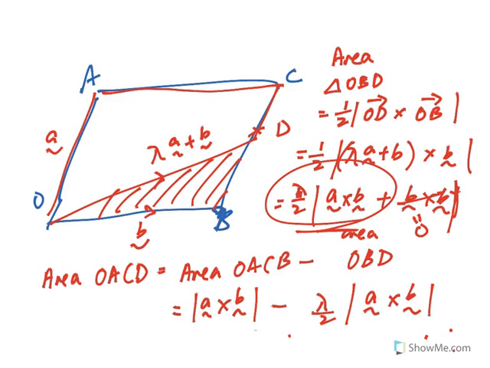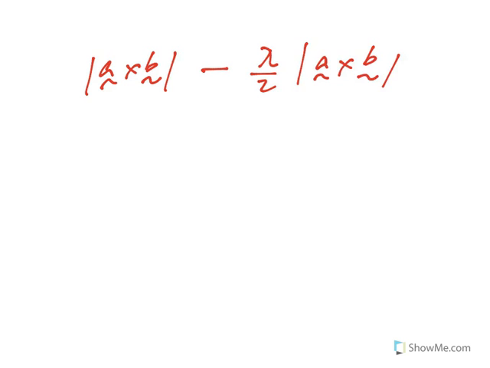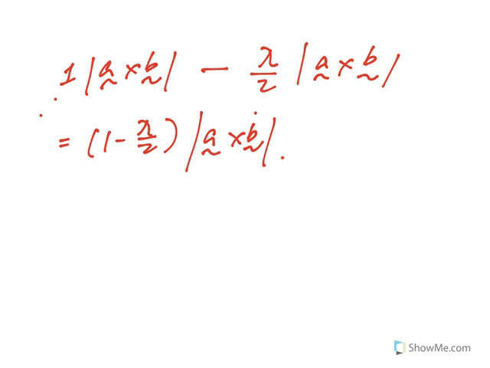Okay. So with that you have A minus that, so I can put a 1 here: 1 minus lambda over 2, times the vector product of A and B. That's all.